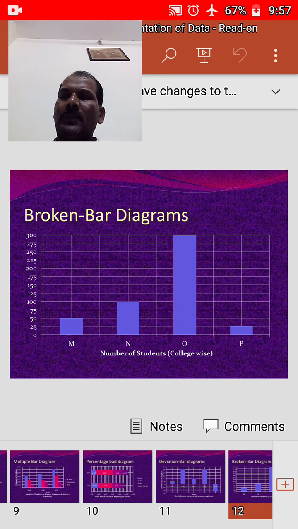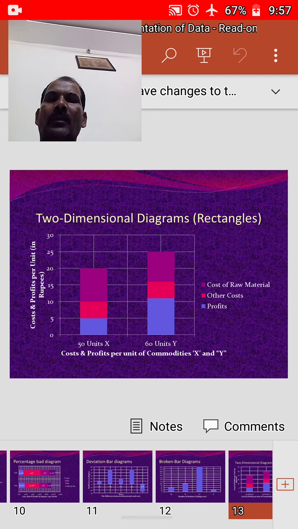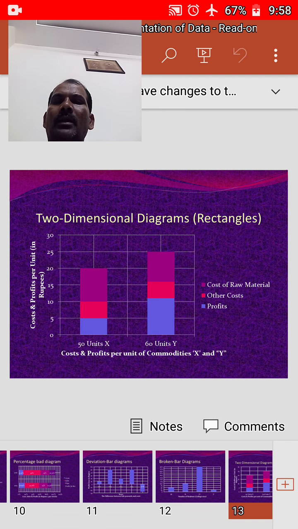When you observe this, the number of students is taken college wise, the colleges are taken on the x axis and the strength on the y axis. You will observe the bars are different. Next, two-dimensional diagrams.